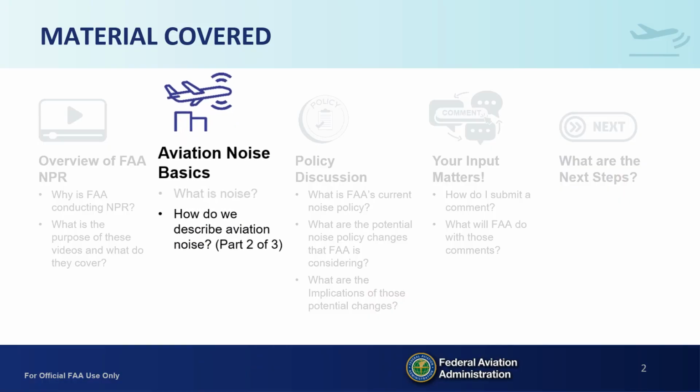Black text signifies what is being covered by this video, while gray text signifies what is covered in other videos in this series. This video is the second in the series on how aviation noise is described and covers the concepts of cumulative noise metrics, primary and supplemental metrics, and noise metric thresholds.